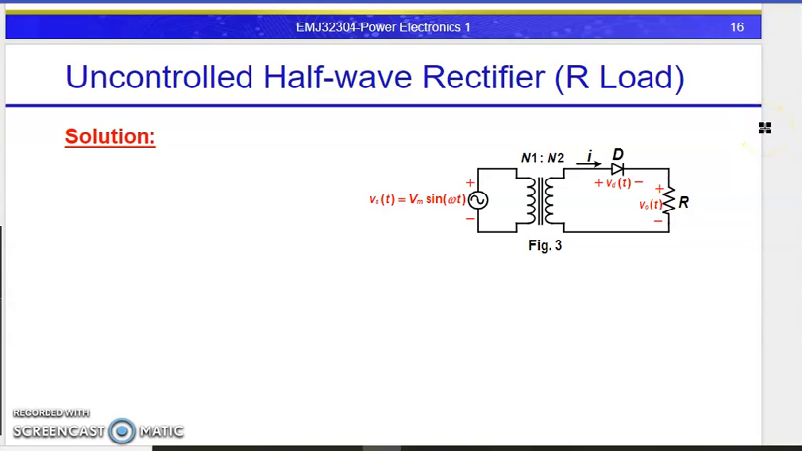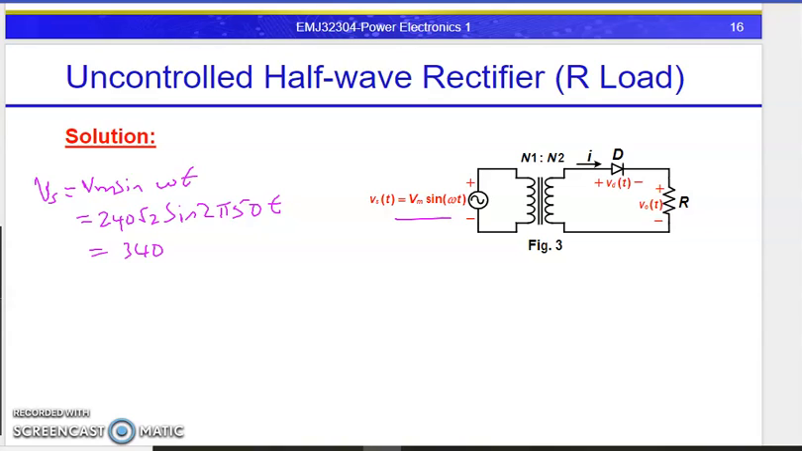The first thing you have to do is rephrase the voltage here. Vs is equal to Vm sine omega t. So Vm we have 240 root 2 sine 2 pi f times t. So 340 sine 100 pi t. Okay, this is your rephrased statement for your voltage.